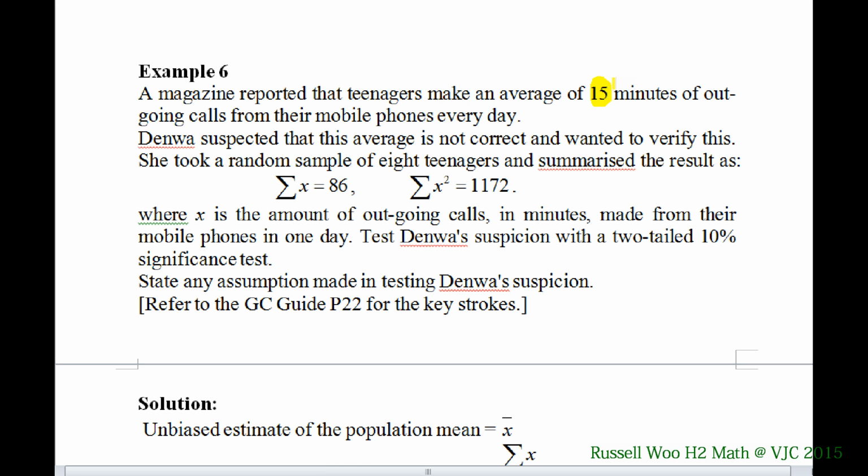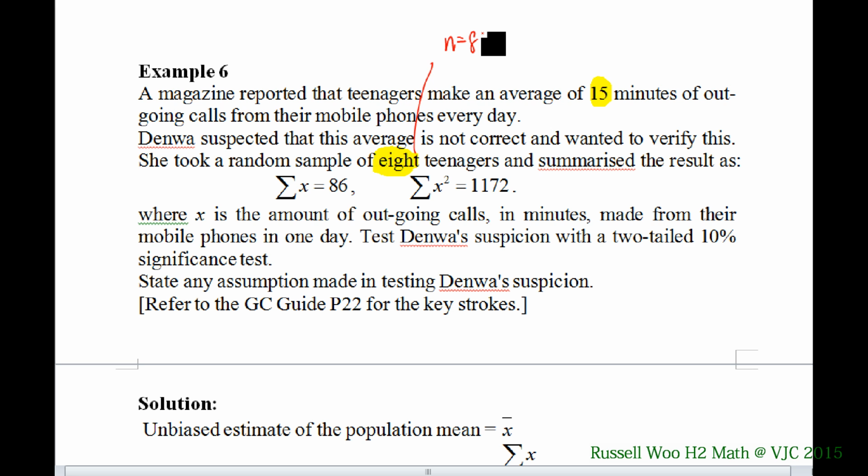Denwa suspected the average is not correct and wanted to verify it. So he took a sample of 8. Quite stupid, right? Go and take 8 only. So n equals 8. He's lazy, not stupid. So only 8 teenagers, where x is the amount of outgoing calls in minutes. Test Denwa's suspicion with a two-tail 10% significance level test.